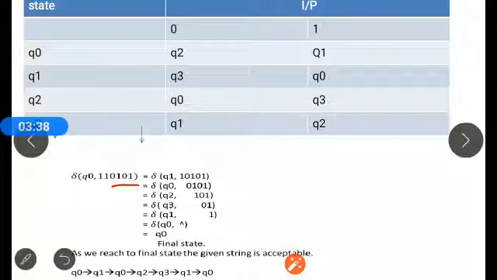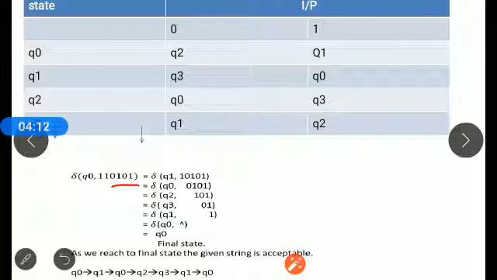δ(q0, 110101). If we give 1 as input to q0, we will reach q1. So δ(q1, 10101). If we give 1 as input to q1, we reach q0 and the remaining string is 0101. If 0 is input to q0, we will reach q2 and the remaining string is 101.